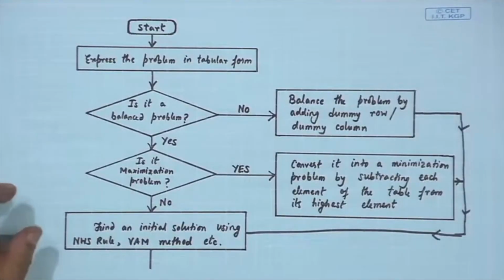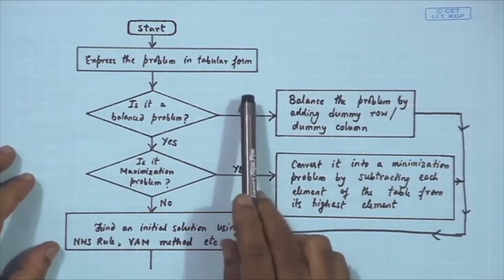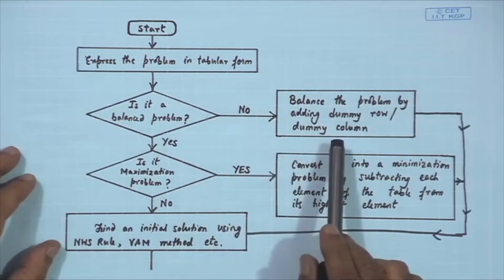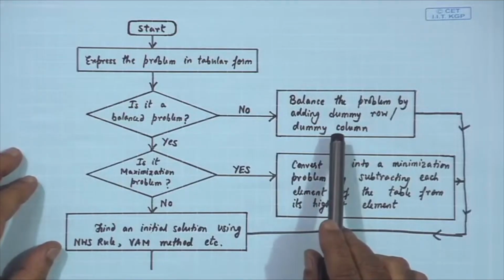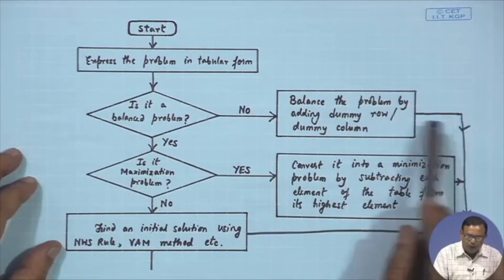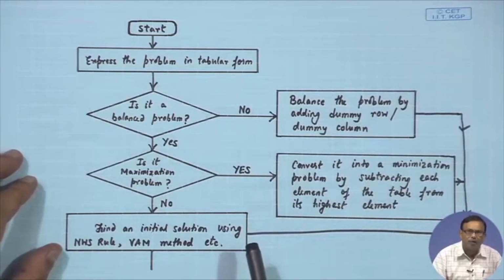Then I can use the dual variables u i and v j, and ultimately I will calculate u i plus v j minus c i j. So, let us discuss this using the flow chart. You start the problem and express it in tabular form. If it is not a balanced problem, then transform it into a balanced problem by adding a dummy row or dummy column, and come to this place. We will discuss how to convert an unbalanced problem into a balanced problem.